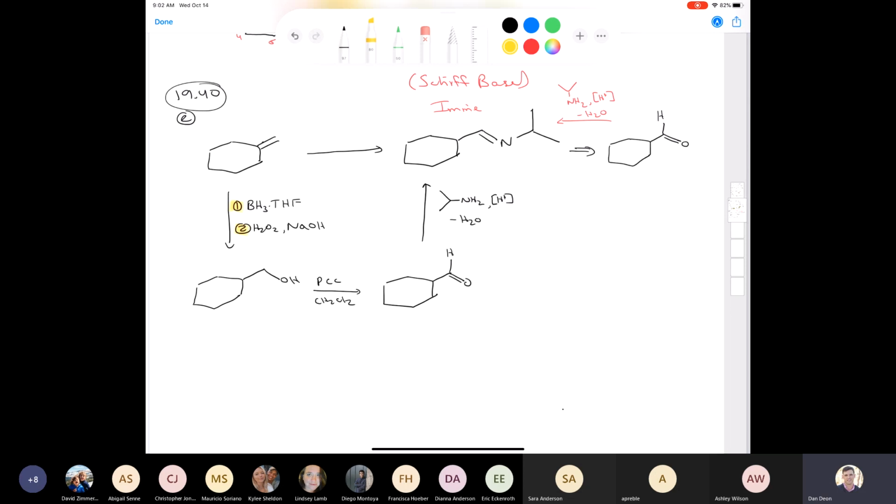So overall, this is 1, 2, 3, 4. This is a four-step synthesis. Okay. Let's continue on with our practice. And so hydroboration oxidation, this would be covered in the alkenes chapter, which I think is chapter 7. So this is covered in alkenes, right? Hydroboration oxidation.